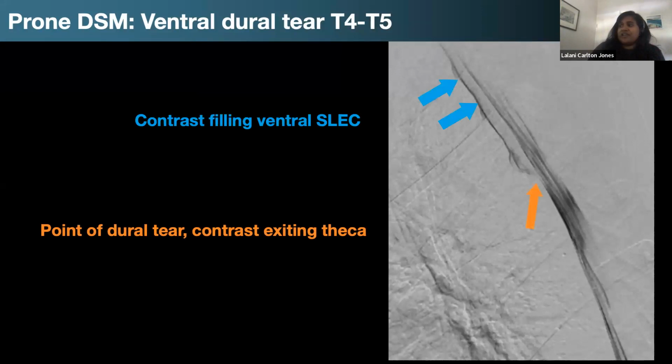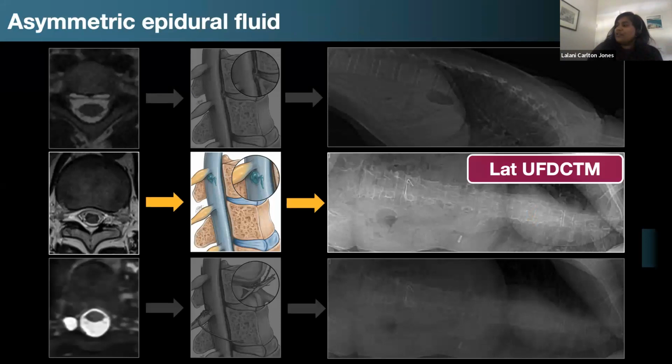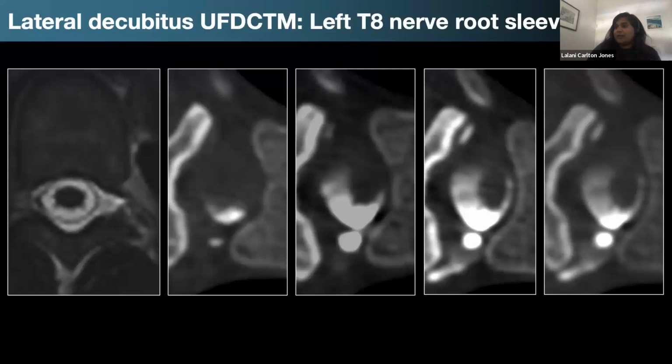Now, when we see more lateral fluid, I'm thinking about a lateral ultrafast dynamic CT myelogram. I put the patient in the lateral position, and I again do these dynamic runs. Here's an example where I was suspecting there was going to be a leak on the left side. What you can see on these consecutive passes is the filling of this diverticulum, but then you start to see the epidural leakage, and then the leakage which extends almost beyond the pedicle as well.